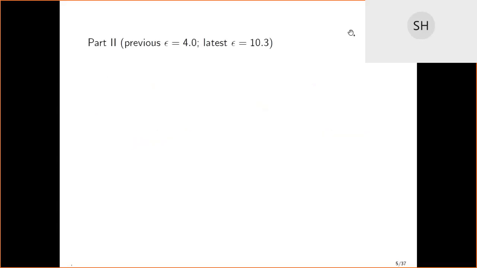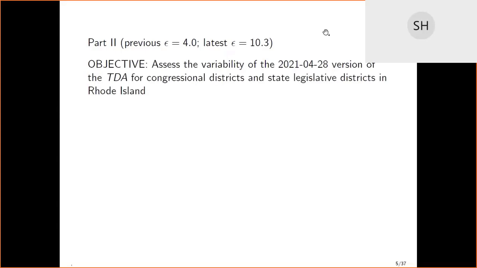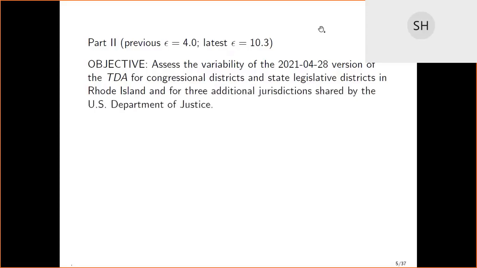In part two of the study, it's essentially an update of an earlier study that we released, I believe, last fall, where the previous epsilon was 4, and now we're looking at the epsilon of 10.3, which came with the April release of the public demonstration product. Our objective here is to assess, as before, the variability of the April 28 version of the top-down algorithm output for congressional districts and state legislative districts in Rhode Island. This is what we did before, and for 3 additional jurisdictions shared by the U.S. Department of Justice. So essentially what we're doing in Part 2 is we're applying the same methodology.